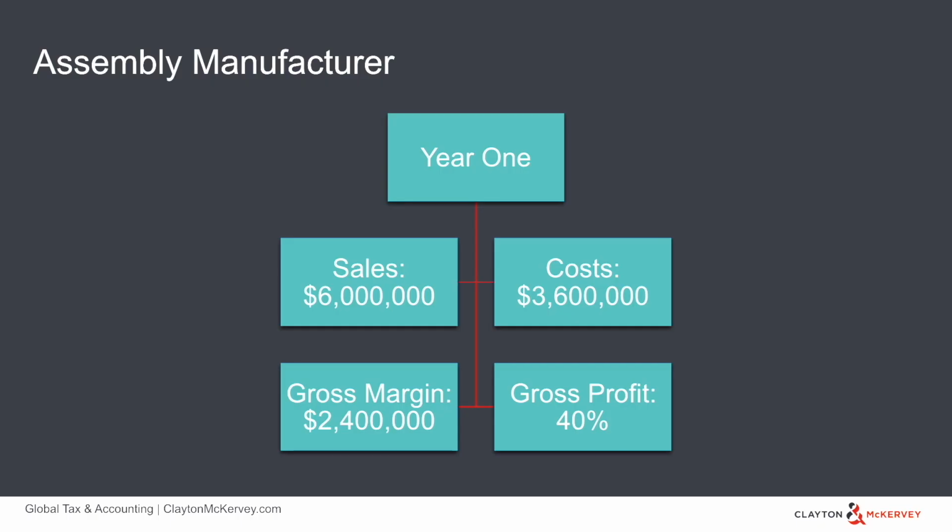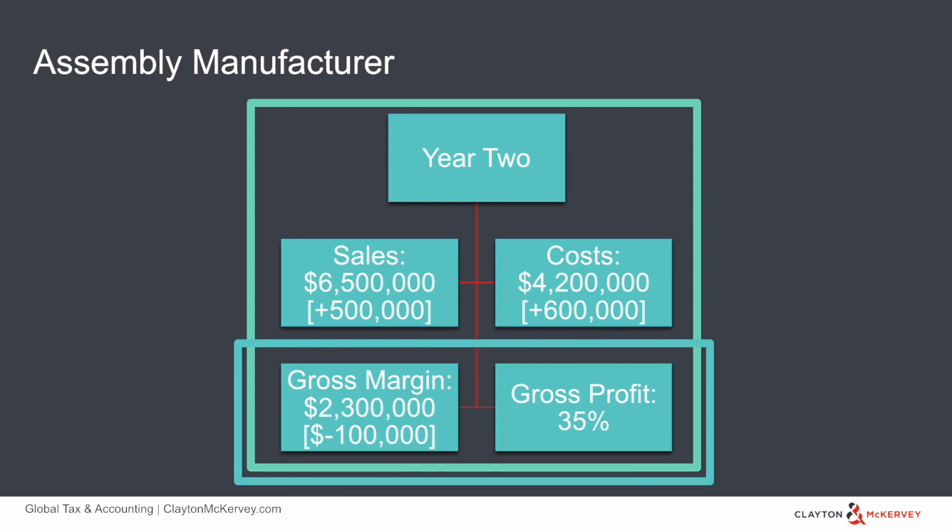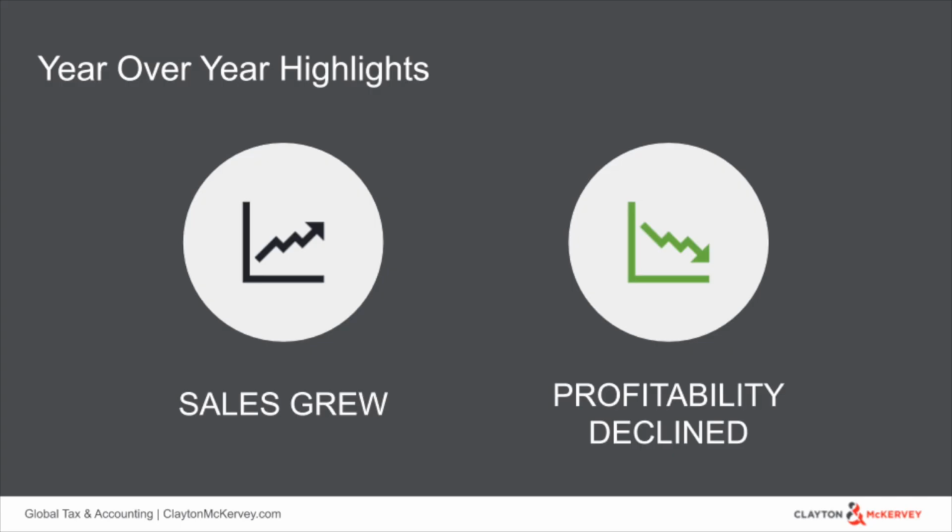As I started off, I had my assembly manufacturer at year one's data. Now I'm going to add in year two. In year two, the assembly manufacturer grew by adding $500,000 in revenue from the year prior, and its costs increased to $4.2 million. So gross profit for year two is $2.3 million, and gross margin would equate to 35%. So what does that mean? My assembly manufacturer grew their sales, all things considered a good thing. However, overall profitability derived from the actual sales less their costs declined.